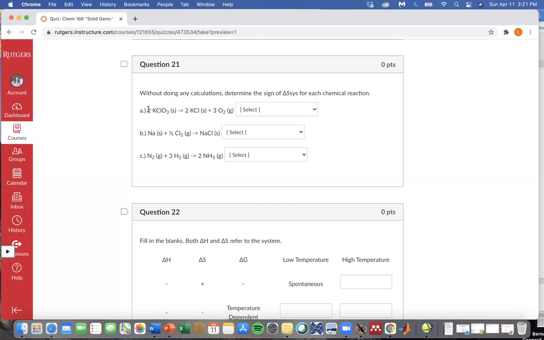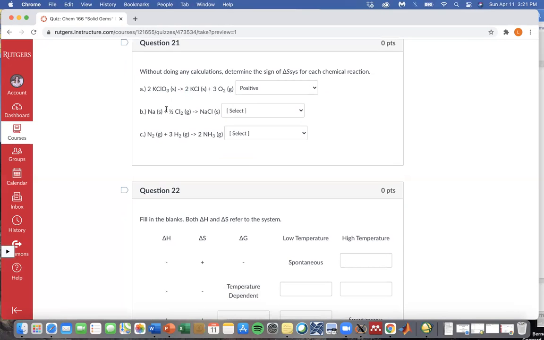Before, we just had 2 moles of a solid, but now on the product side we have 2 moles of a solid and 3 moles of a gas. And so if there's more entropy on the product side, it's going to be a positive delta S, because the change in entropy is greater on the products than on the reactants. For this one though, we have Na plus 1/2 Cl2 yielding NaCl. Is the reactant side or the product side going to have more entropy for B?